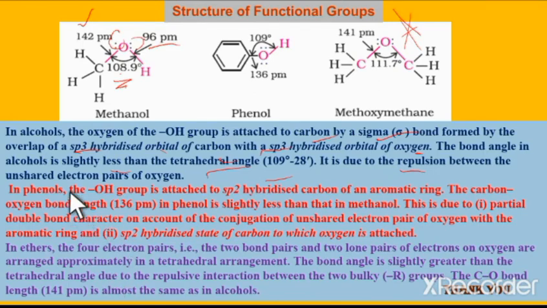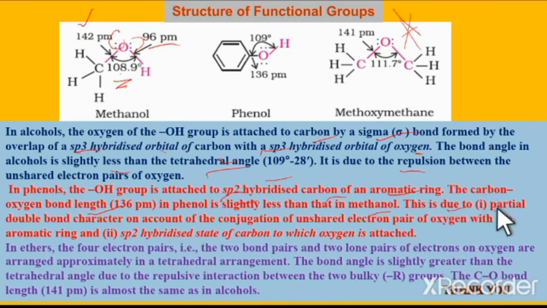In phenols, the OH group is attached to an sp2 hybridized carbon atom of the aromatic ring, and the carbon-oxygen bond length is 136 picometers. This is slightly less than in methanol. Methanol has a longer carbon-oxygen bond length of 142 picometers, whereas in phenols it is 136 picometers. This is mainly due to two reasons.